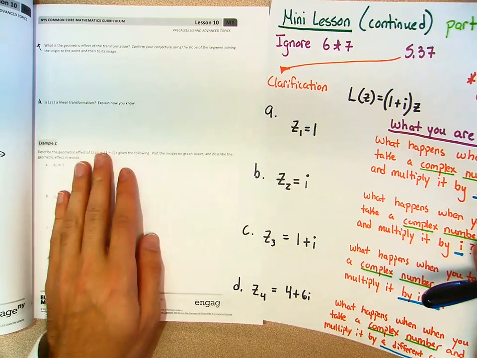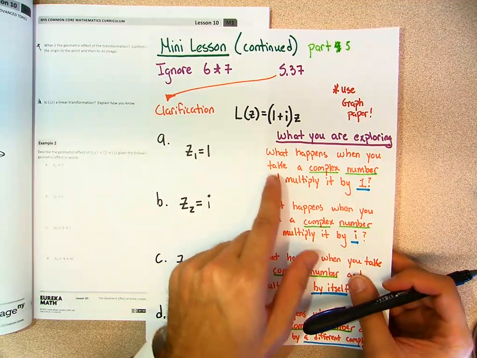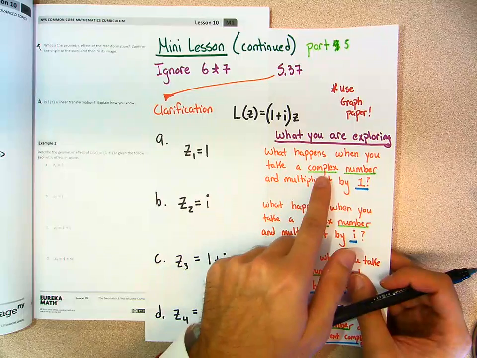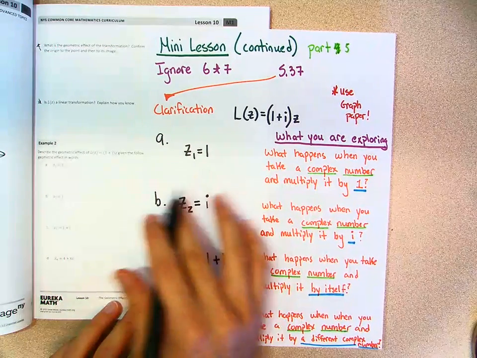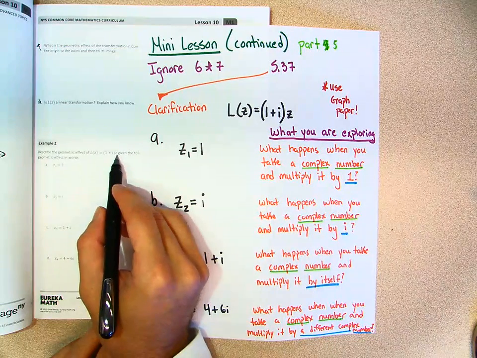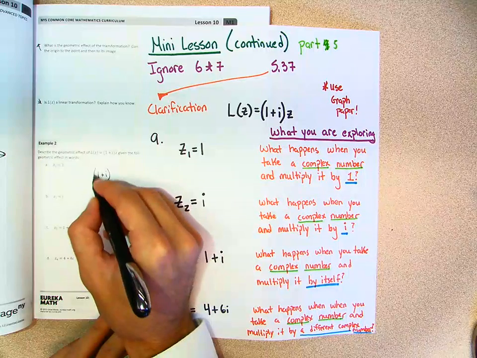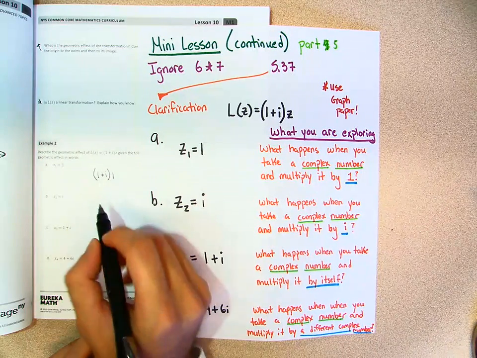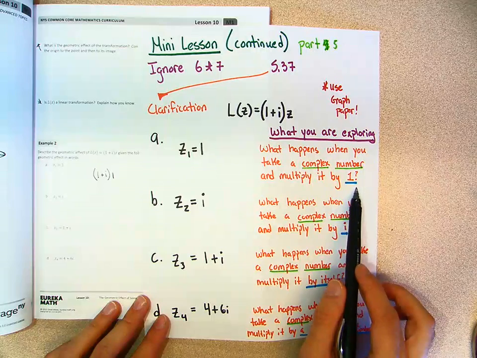All it's asking you to do is, for A, the question you are exploring is, what happens when you take a complex number and multiply it by 1? The way you read this is, you're just substituting this 1 into the function here. So it's 1 plus i times 1, right? What happens when you take a complex number and multiply it by 1?